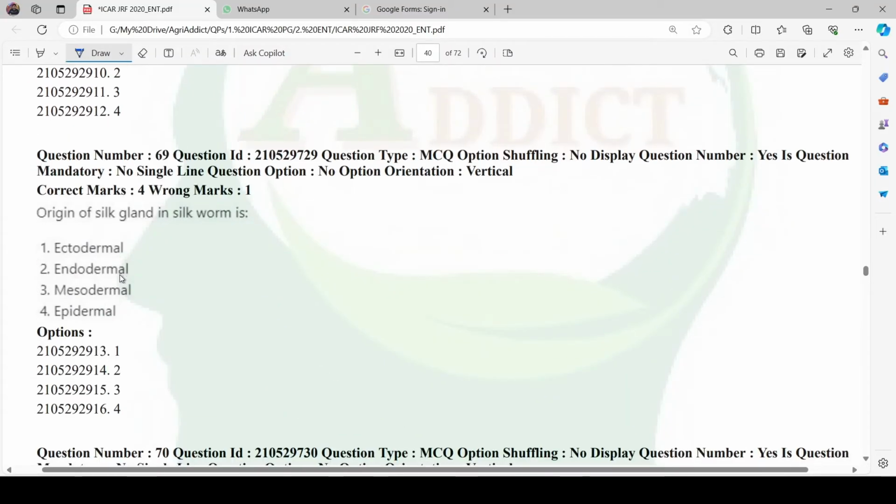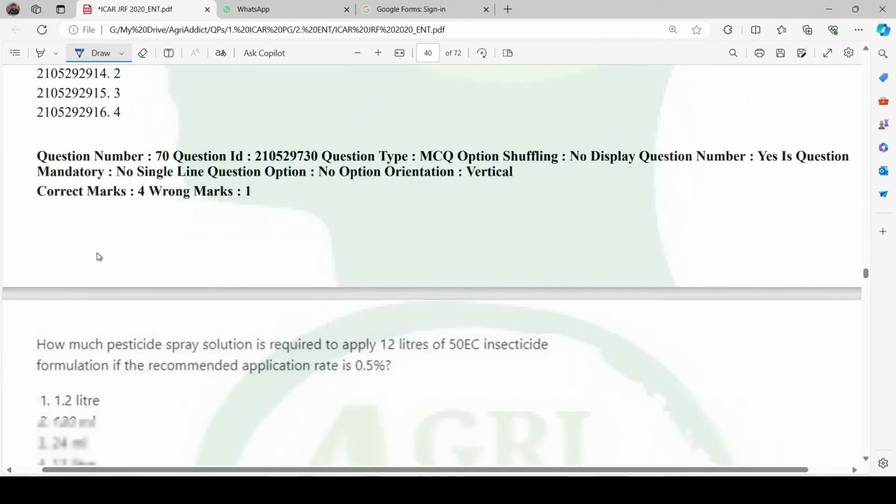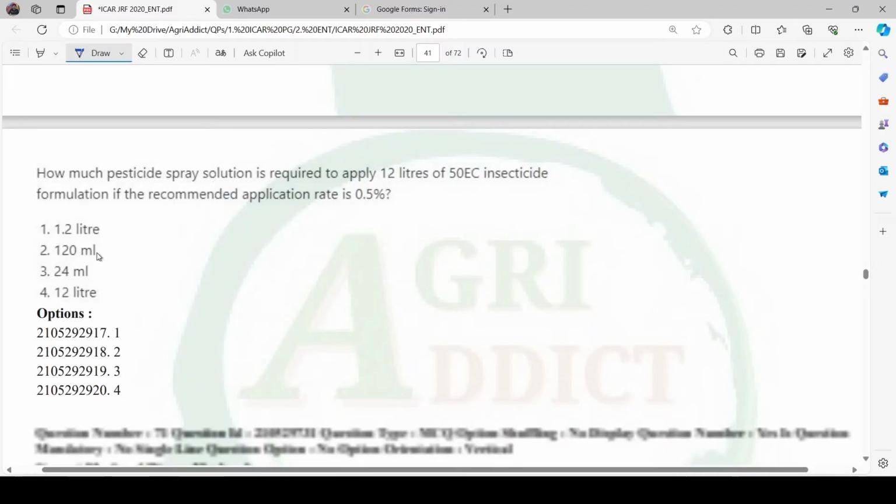Next question is, origin of silk gland in silkworm is ectodermal. Very basic question. Next question number 70: how much pesticide spray solution is required to apply 12 liters of 50 EC, that is emulsifiable concentration of insecticide formulation, if the recommended application rate is 0.5%.